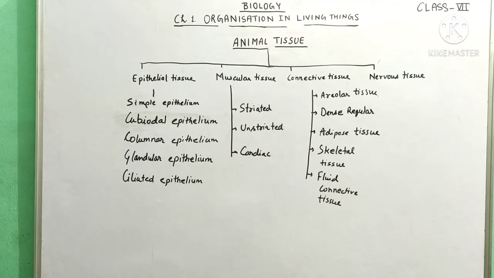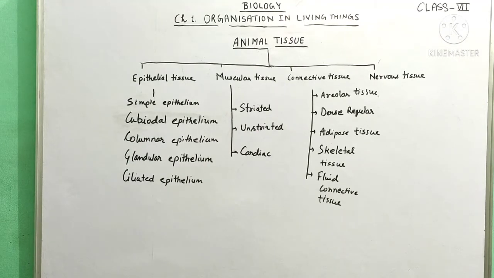The muscular tissue is divided into 3 categories: striated muscles, unstriated muscles, and the cardiac muscle. Whereas the connective tissue is divided as areolar tissue, which is also known as loose connective tissue. The second one is dense regular connective tissue. The third one is adipose tissue. The fourth is skeletal tissue. The fifth one is fluid connective tissue. And the last type of tissue is nervous tissue, which does not have subdivisions. Okay, these are the things we are going to study.